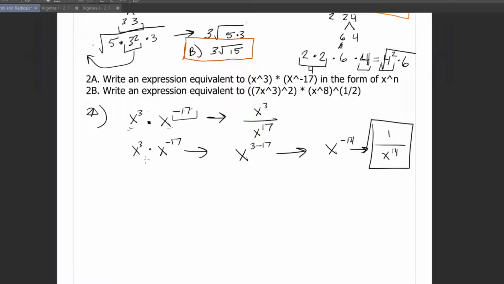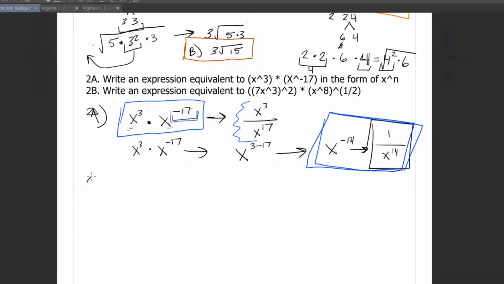Okay, so let me walk back through that. This is 2a. We have the question here. Right, so x to the third times x to the negative 17. That is the same as this, just because this exponent is negative, so you can move it to the denominator and make it positive. So x to the third times x to the 17 is the same thing as x to the 3 minus 17. So the two exponents, right? And that will give you x to the minus 14, which is the same as 1 over x to the 14. Right, so here's our answer for 2a.